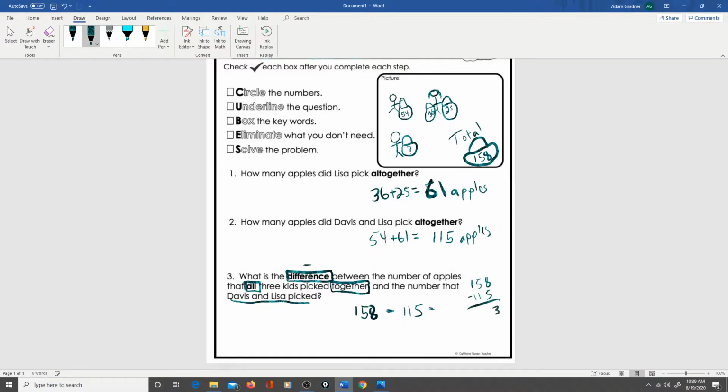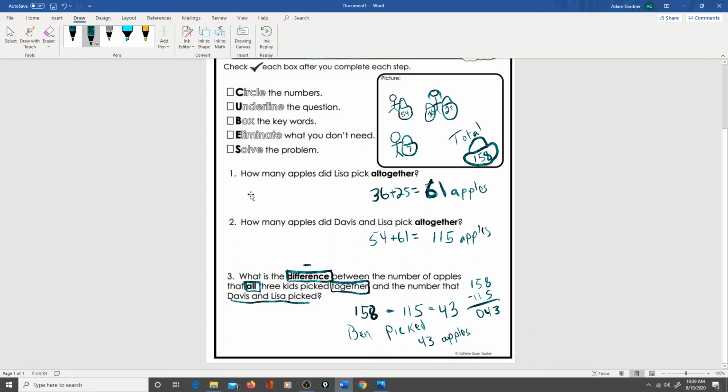So then I do that. I got 3, 4, and 0. So then that means 43. So Ben picked 43 apples.